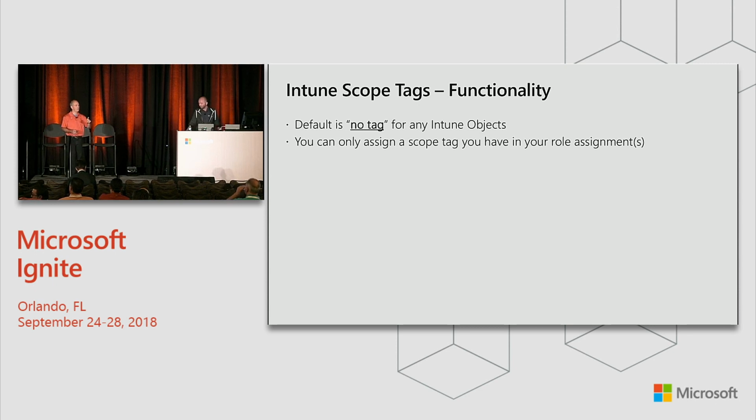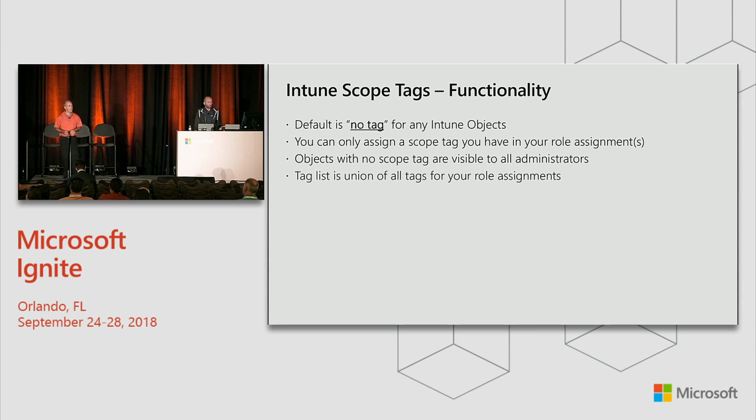And in fact, if we go back to the UI and Sally goes to create a new compliance policy, the only scope tag she can assign is Seattle. She could leave it blank, but then it would be visible to everyone. So any objects that have no scope tag are visible to everyone. You can have more than one scope tag across role assignments, and we'll consolidate all of those. So you don't have to necessarily add 15 different scope tags if you've got distributed role assignments.